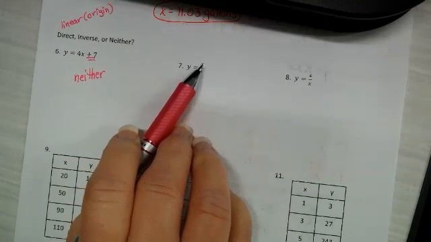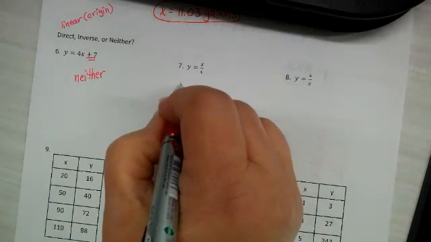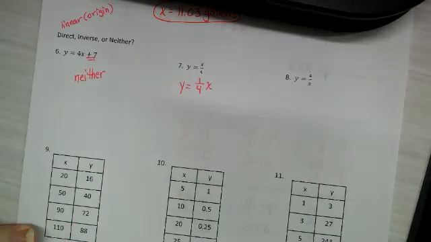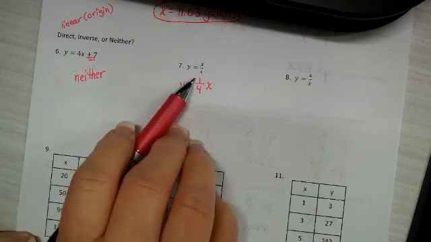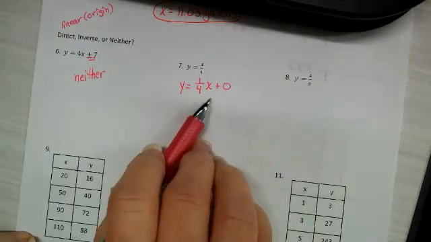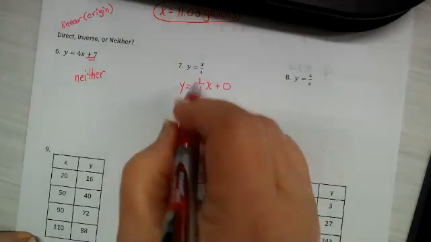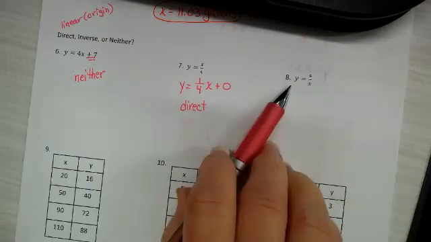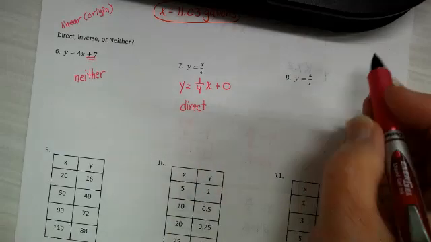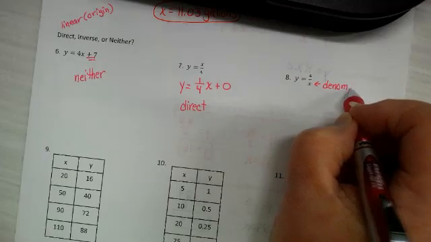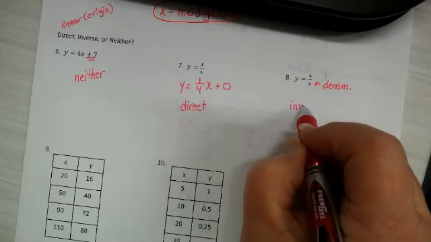The second one is x over 4. And if you wanted to, you could think of that as 1/4 times x, which means it's linear. 1/4 would be your slope. And there's no y-intercept listed, so it's 0. So yes, this one's direct. And then number 8, notice that x is in the denominator. That makes it inverse.